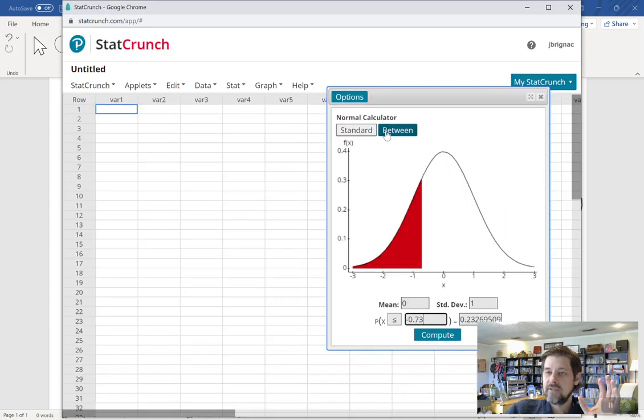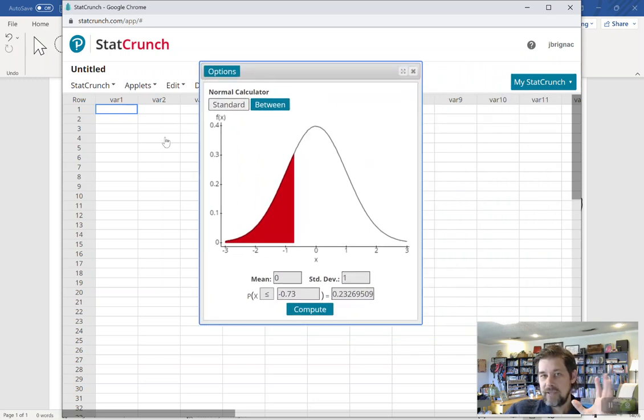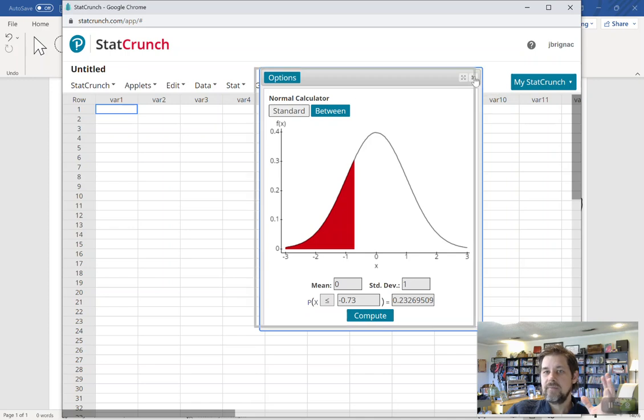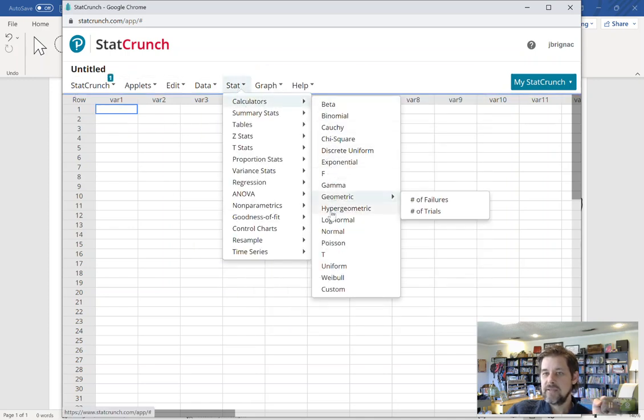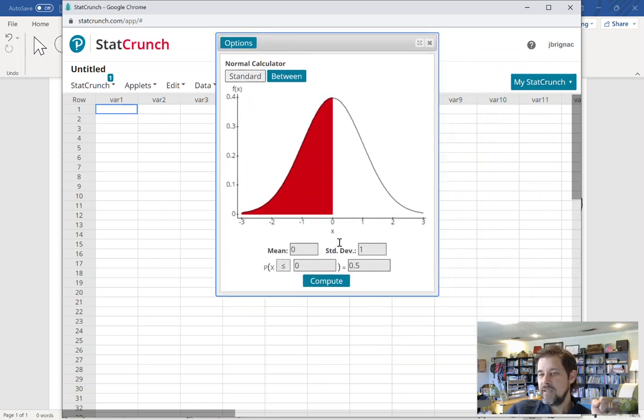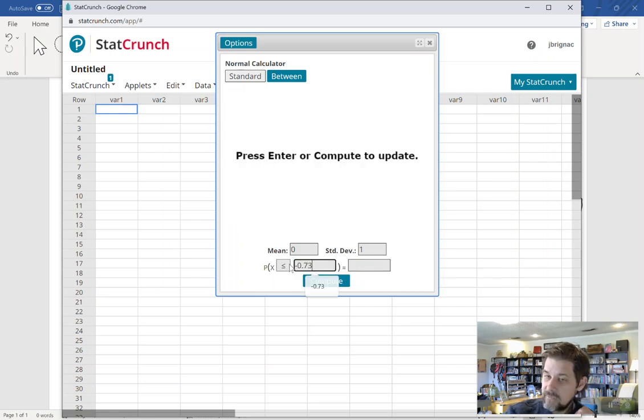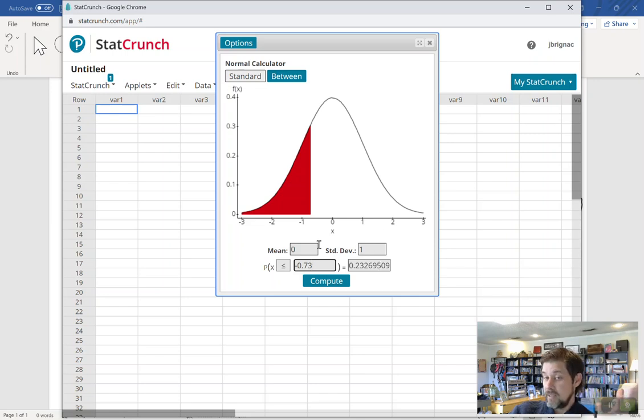So let's do that. Let's get our standard normal curve. When I go to StatCrunch, we go to Stat, Calculators, and Normal. By default, it opens the standard normal curve, which is the normal curve with a mean of 0 and standard deviation of 1. I wanted to know the area of the curve left of negative 0.73. The area left of or less than negative 0.73 is 0.2326950.